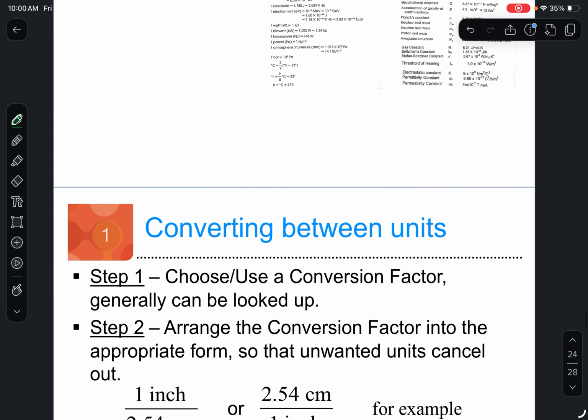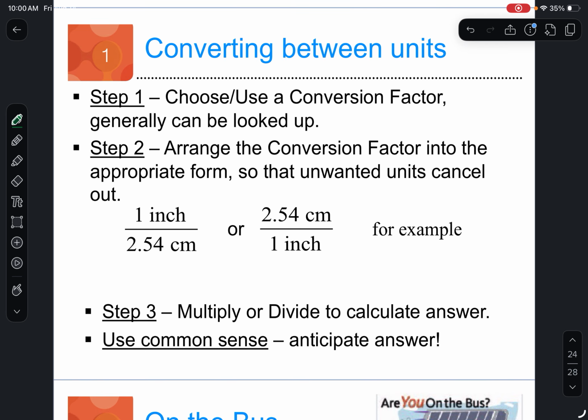Now, when we convert between units, the big thing is that you're going to use that conversion sheet to look up a conversion factor. Okay. When you're converting, your conversion factor, I like to say, can flip or flop, like you see examples here, depending on what you're trying to convert. So, for example, we know 1 inch is 2.54 centimeters. We can arrange it as 1 inch on top, 2.54 on the bottom, or we can flip it and have 2.54 centimeters on top and 1 inch on the bottom.